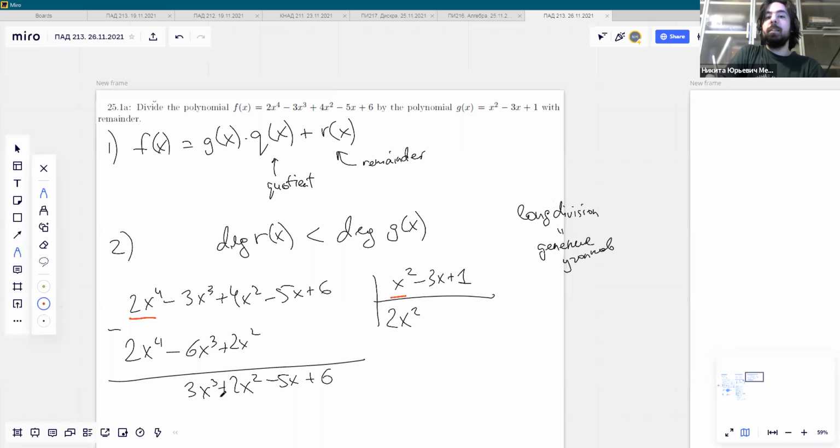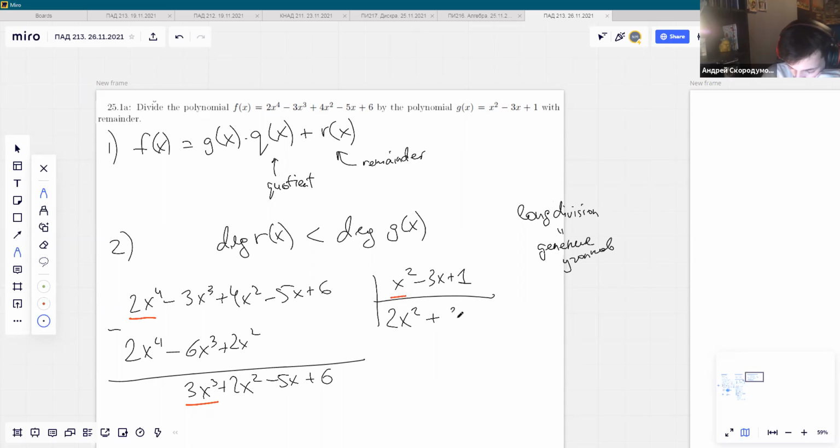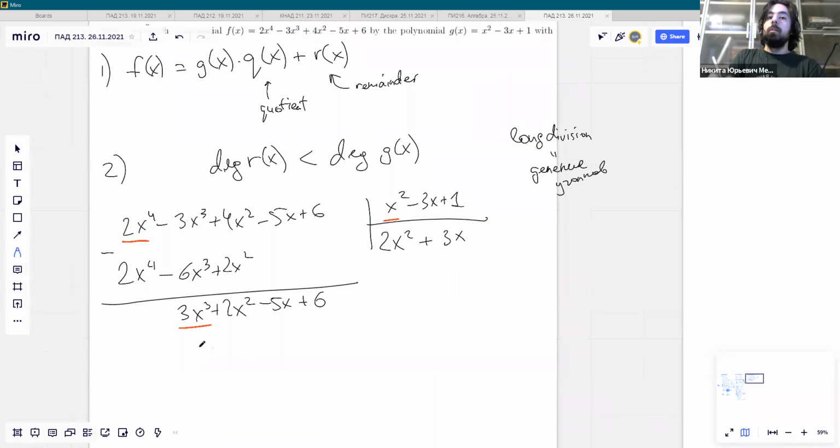So my next step is to find the main part, the highest term here and here. Well, here it doesn't change. It is still the same term. Nothing changes. But here, it is now 3x cubed. So again, I divide 3x cubed by x squared. The result is 3x. So now I take 3x and multiply by this whole expression once again. I get 3x cubed minus 9x squared plus 3x.